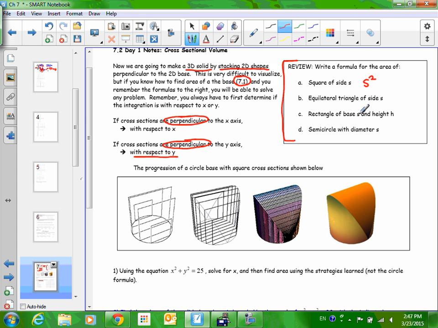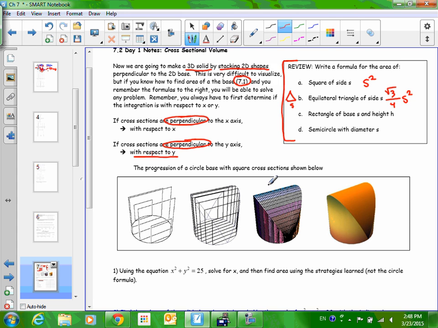Okay, does any of you remember the equilateral triangle formula? It's not 1/2 base times height. It's an equilateral triangle, and every side is s. So it's like a number times s squared. The square root of 3 is in it. It's 3/4, that's pretty close. It's square root of 3 over 4, s squared.